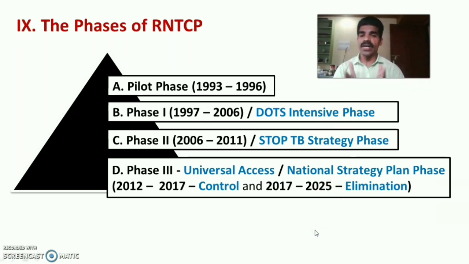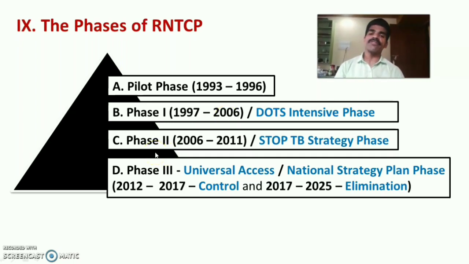Next is the phases of RNTCP. So there are mainly three phases including the pilot phase. The period between 1993 to 1996 is considered the pilot phase of the RNTCP. Then phase 1 of RNTCP is between 1997 to 2006. This phase is also known as the DOTS intensive phase. The period is starting from 1997 and ending in 2006.